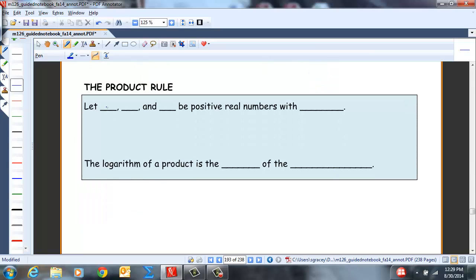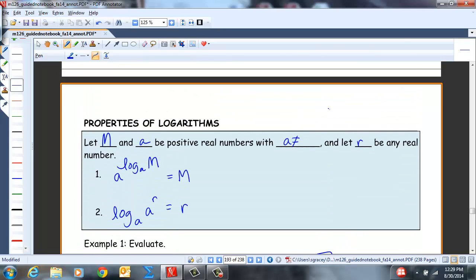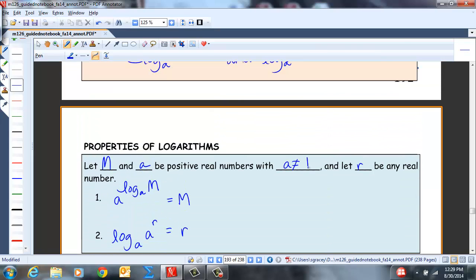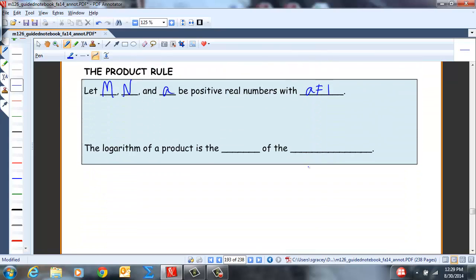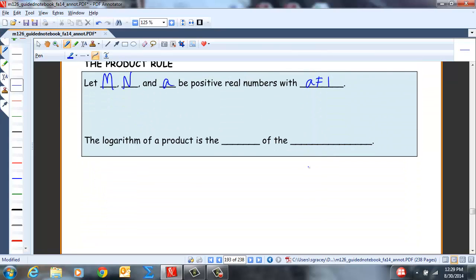All right, moving along, the product rule. So if m, n, and a are positive real numbers, a is not equal to 1. Let me make sure I wrote a not equal to 1, I didn't even write it up here. Okay, so the logarithm of a product turns out to be the sum of the logs. And we'll be proving this one down below so you can see why.